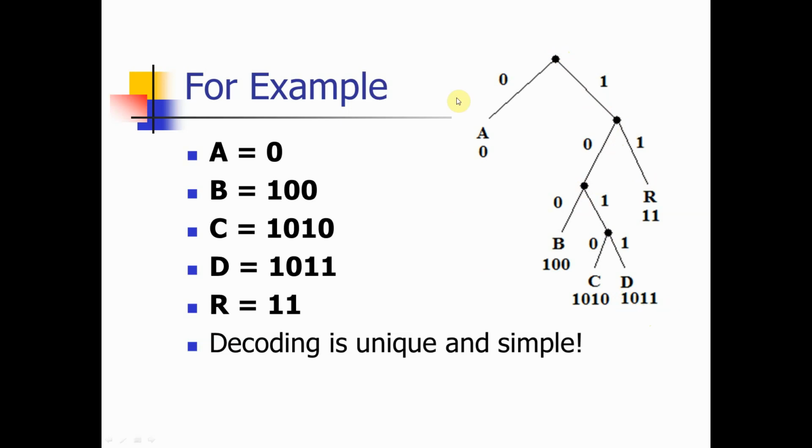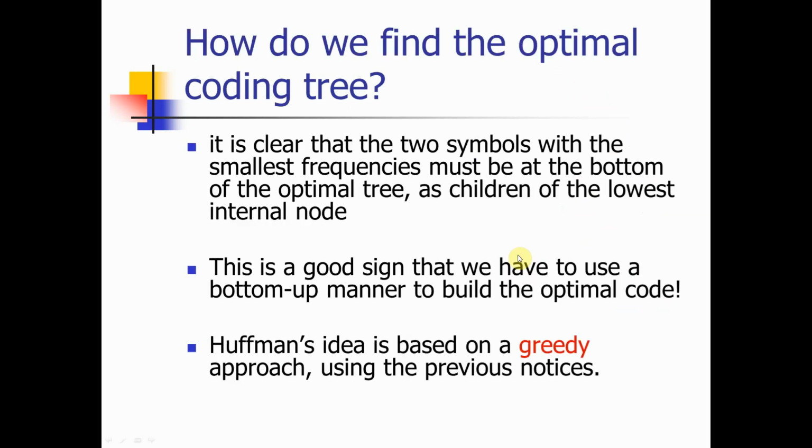Now you understand how we use the Huffman encoding tree. The only question left is how we build the Huffman encoding tree. Let's take a look at it. It is clear that the 2 symbols with the smallest frequency must be at the bottom of the tree. This is the observation when we're using the frequency. The most frequent one, we want to keep as close to the root as possible so that we can have minimum codes. The ones that are least frequently used would be at the bottom of the tree.